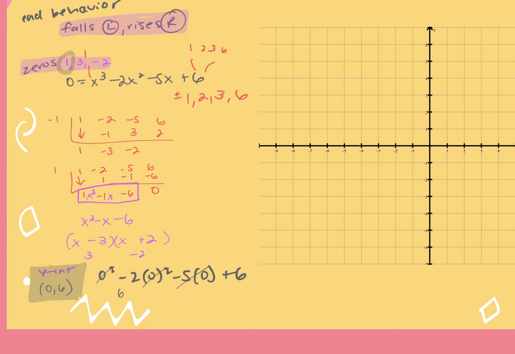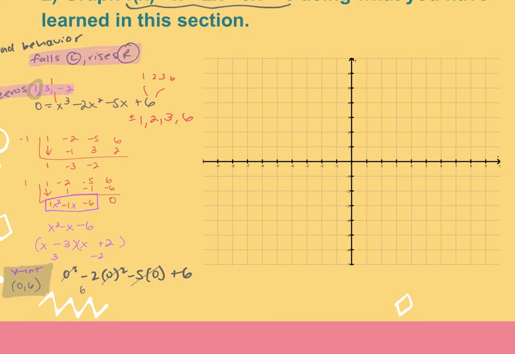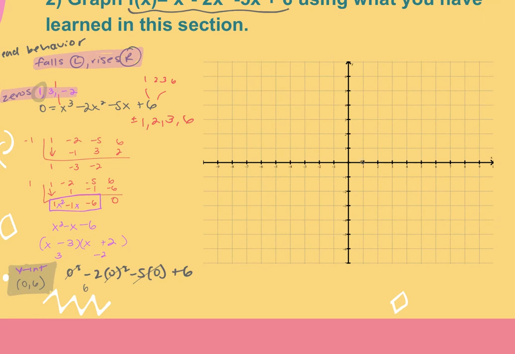All right, so now I'm going to list them. I'm going to plot all that information. I'm going to do a 0 at 1, a 0 at -2, a 0 at 3. My end behavior is down left, up right. My y-intercept is 0, 6. With me so far? Crosses through each of those points.